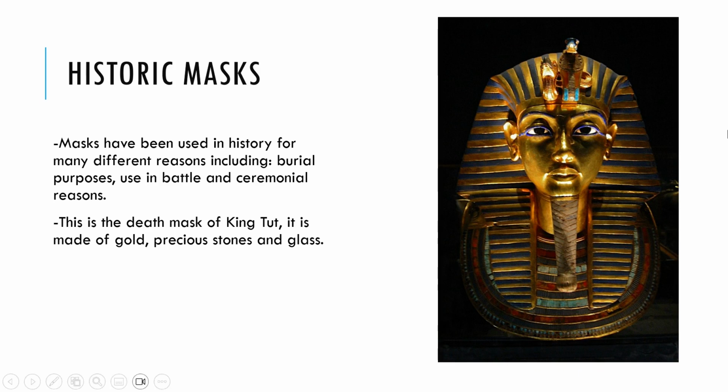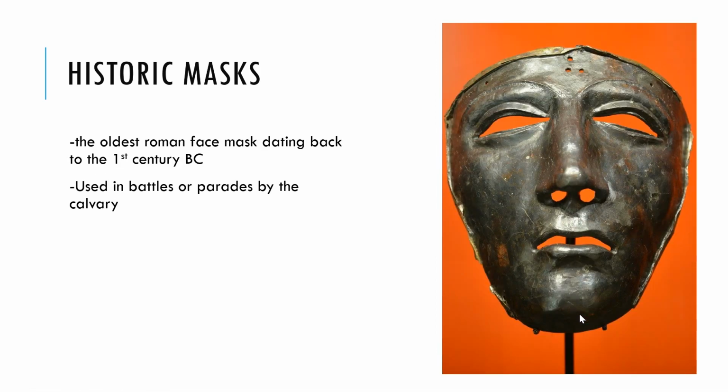This mask right here is the death mask of King Tut. It is made of gold, precious stones, and glass. This is a Roman battle mask. So this is kind of an example to show you maybe what they wore in battle.